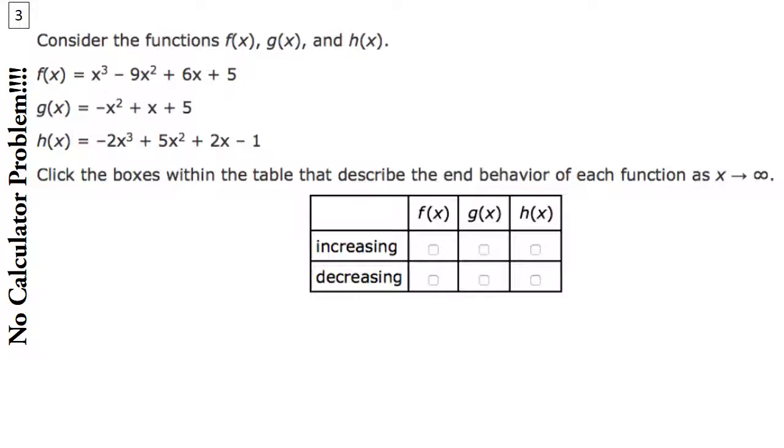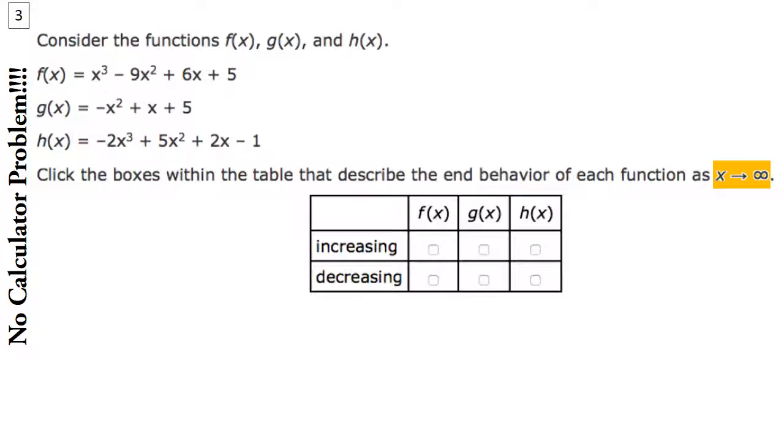Number 3, we've got 3 different functions here. Click the boxes within the table that describe the end behavior of each function as x goes to infinity. That's how we say that one. X goes to infinity. That's the first thing we've got to make sure we know what we're talking about. What does it mean for x to go to infinity? Well, we've talked about that as far as notation goes. We should know which side that is.